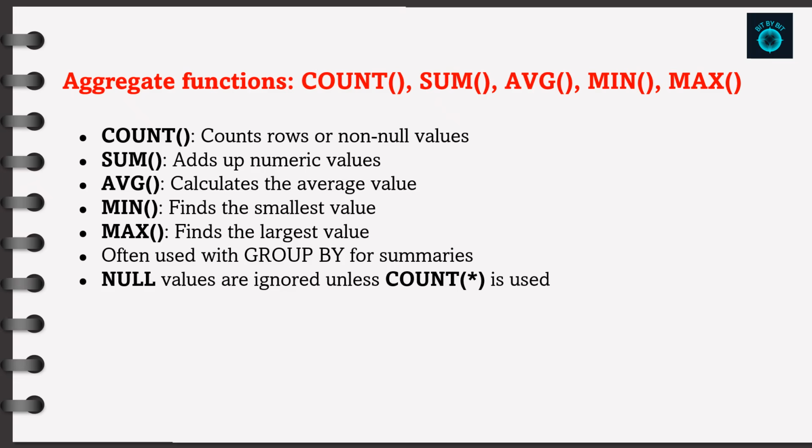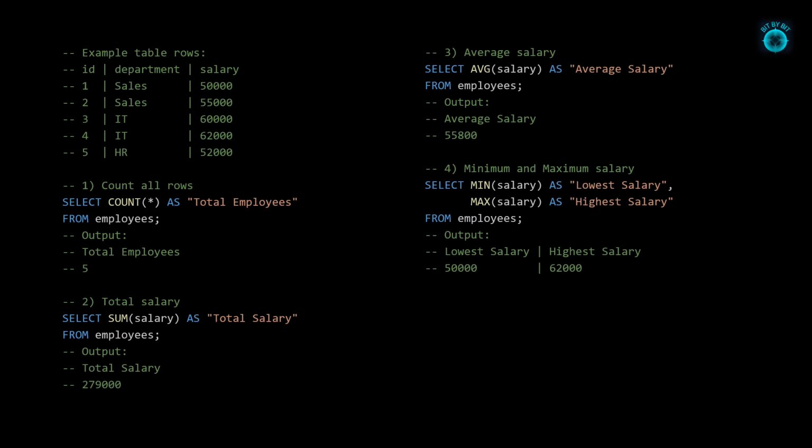Remember, except for count star, aggregate functions ignore null values, so missing data will not be part of the calculation. First example, we use count star to count all rows in the employees table. This returns 5, meaning there are 5 records in total, regardless of whether any column values are null. Second example, we use sum salary to add up all salaries in the table.